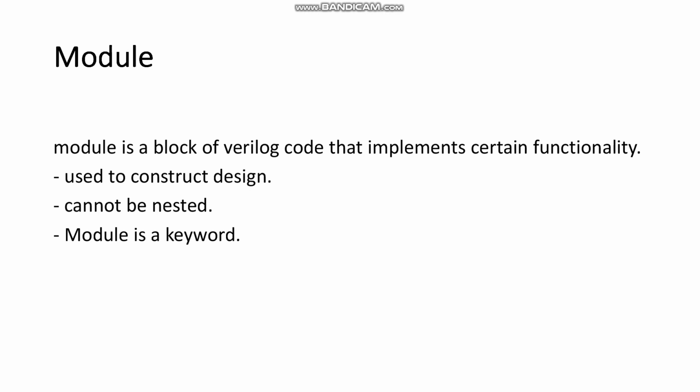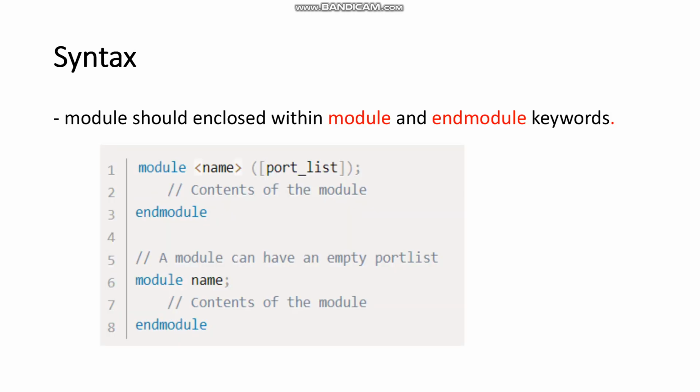When you are starting the module program, see the syntax here. The module should be enclosed within the module and endmodule keywords. Whenever you start the code, it begins with module, and it consists of the module name and the port list. After that you end the module using the keyword endmodule. In between module and endmodule, you can write the implementation, like an AND gate, an OR gate, or any combinational or sequential circuit.